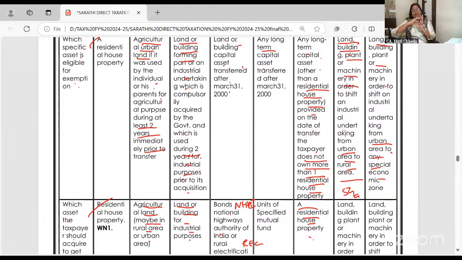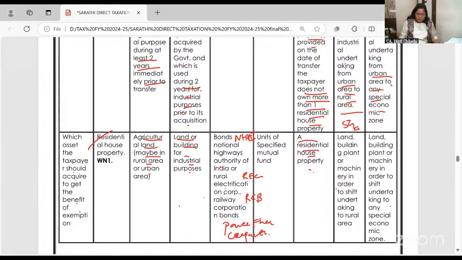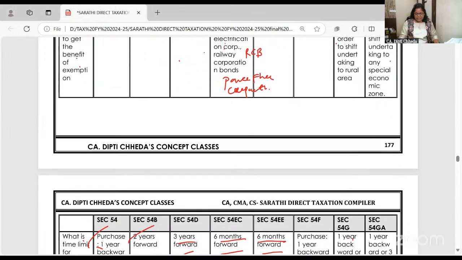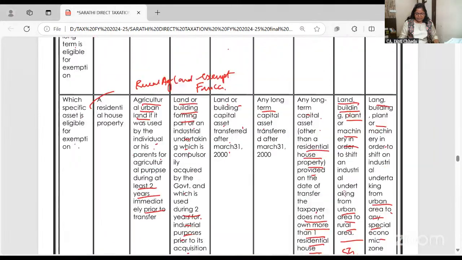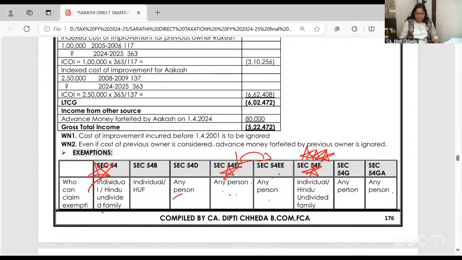There are 10 shops, 10 factories in this which are making plastic. They compulsorily have to sell to the government and buy land and building, to be used for industrial purpose only. The time limit is the same: 3 years from the date of receipt, because it's compulsorily acquired.